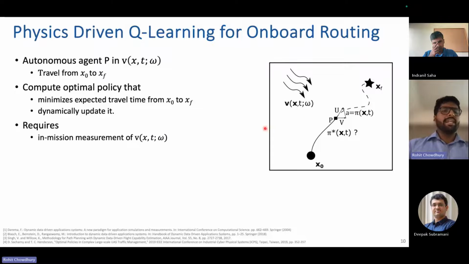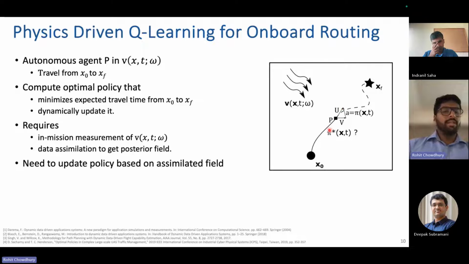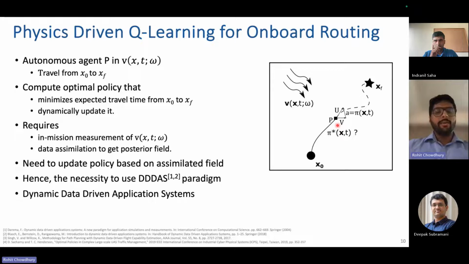So this requires an in-mission measurement of the velocity field V, and we'll have to do some data assimilation to get a posterior estimate of the field. And then based on that new estimate, we would like to update the policy continuously. So that is the overall idea.